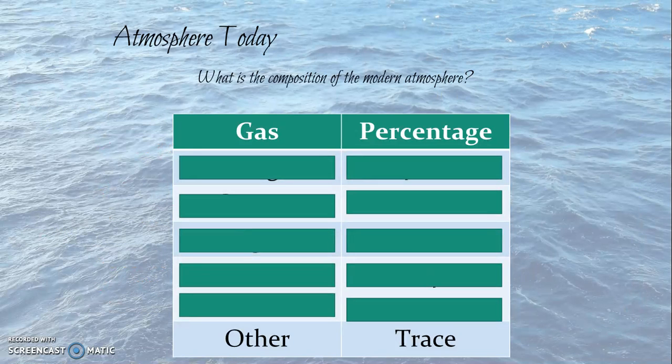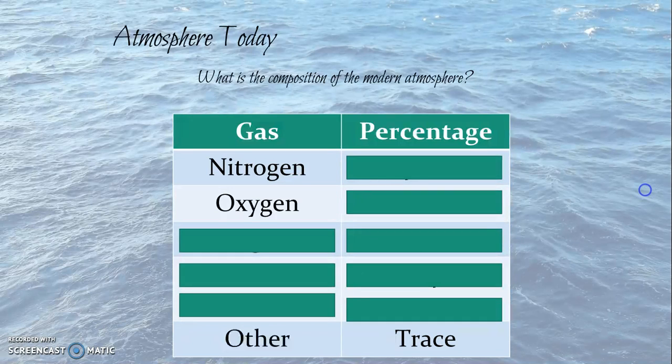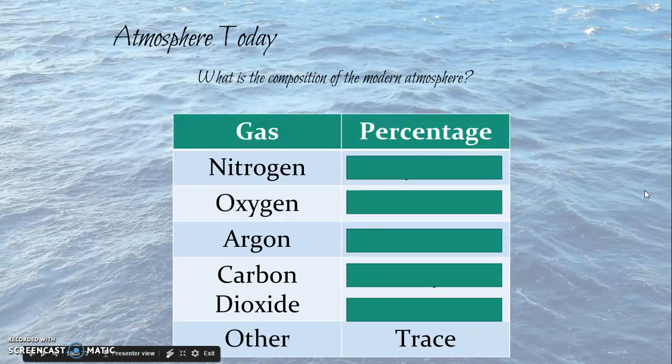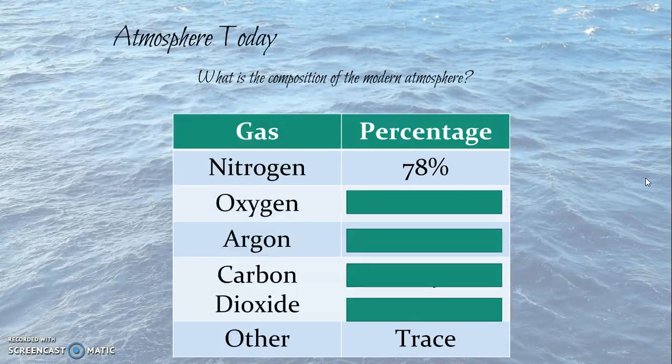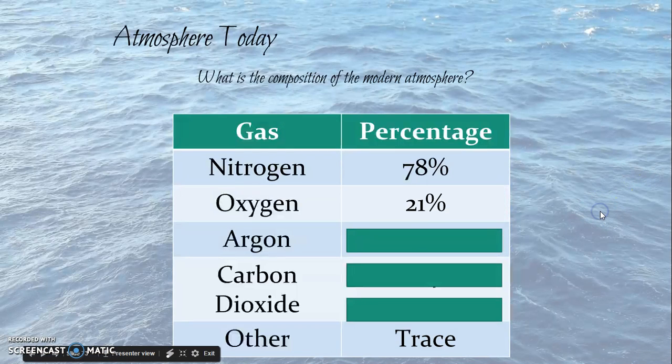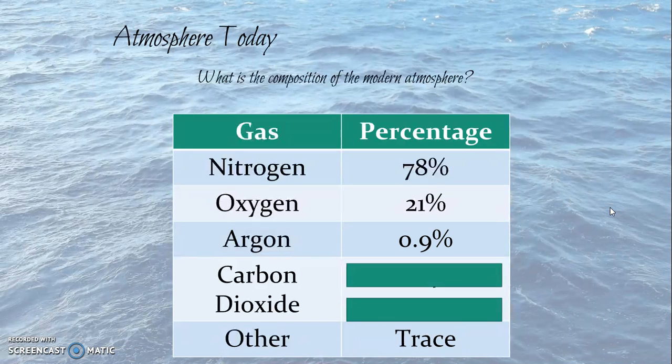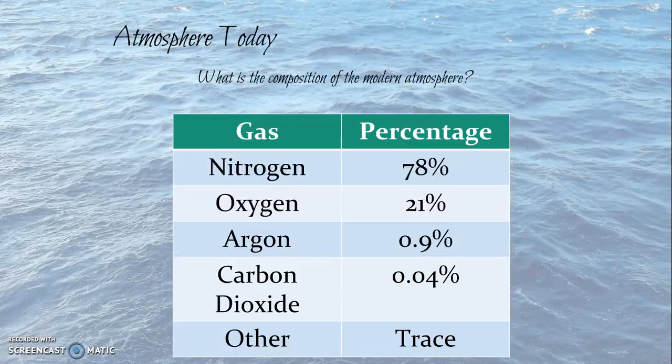So let's look at the composition of the modern atmosphere. We've got nitrogen, oxygen, argon, and carbon dioxide. Our highest percentage of our atmosphere today is, of course, nitrogen at 78%. Our next highest is oxygen at 21%. And then we've got our 1%, which is made up of argon and carbon dioxide. And then we've got some other trace gases, which are very, very small numbers. I'm not going to have you memorize each one.